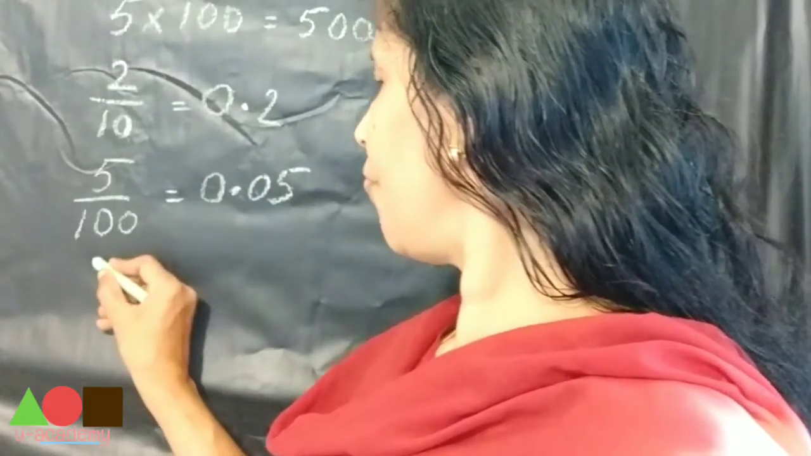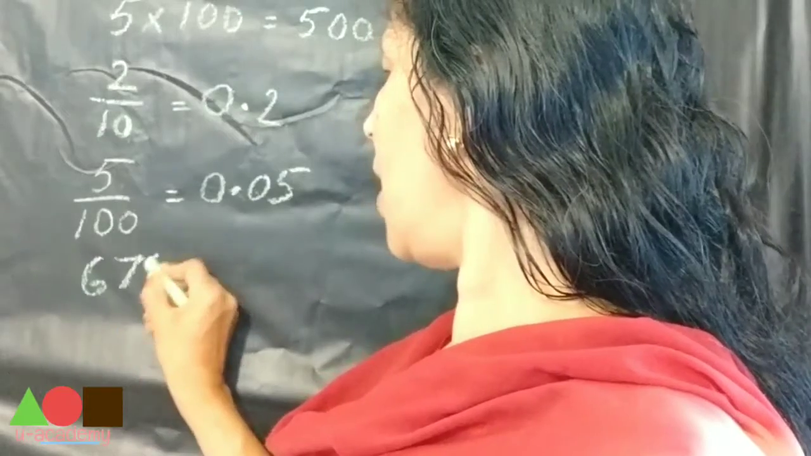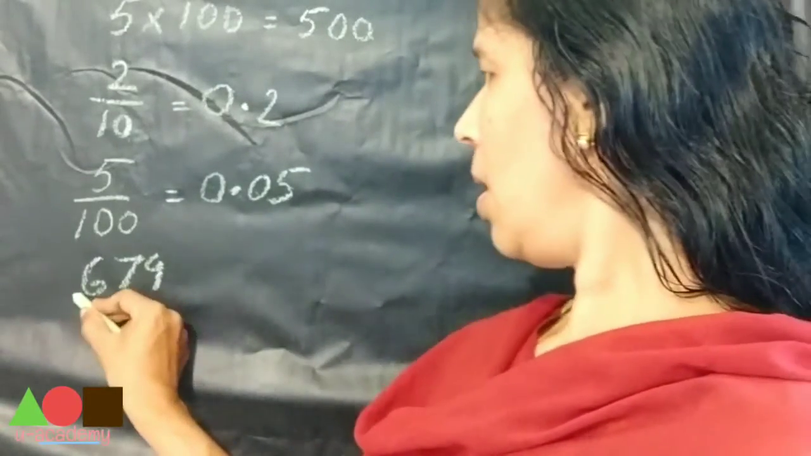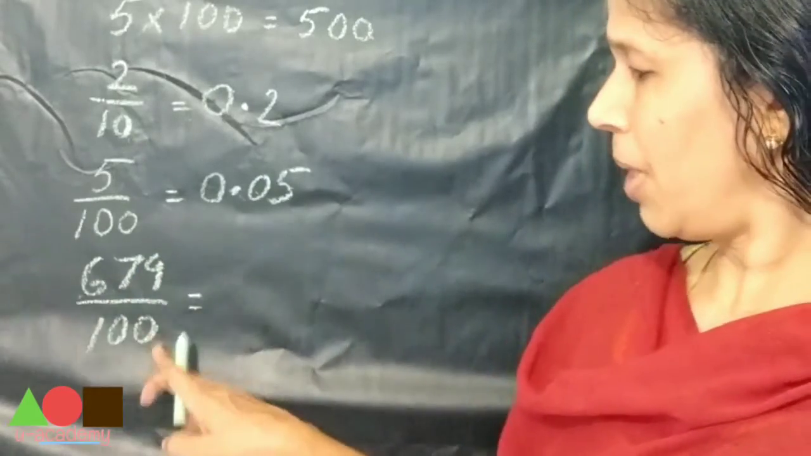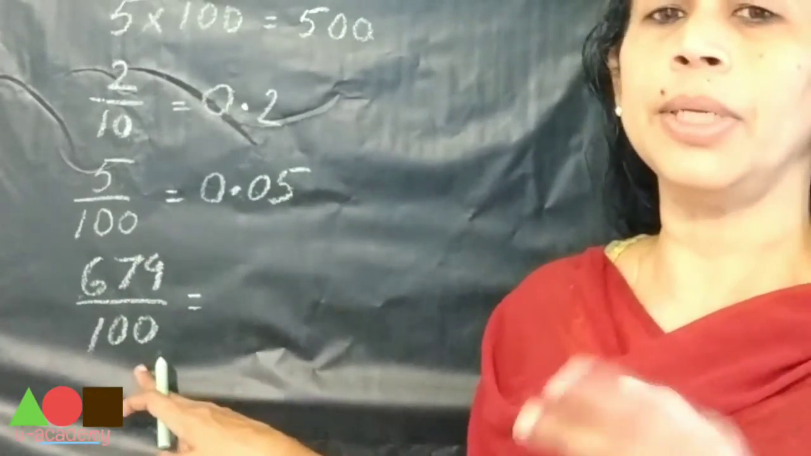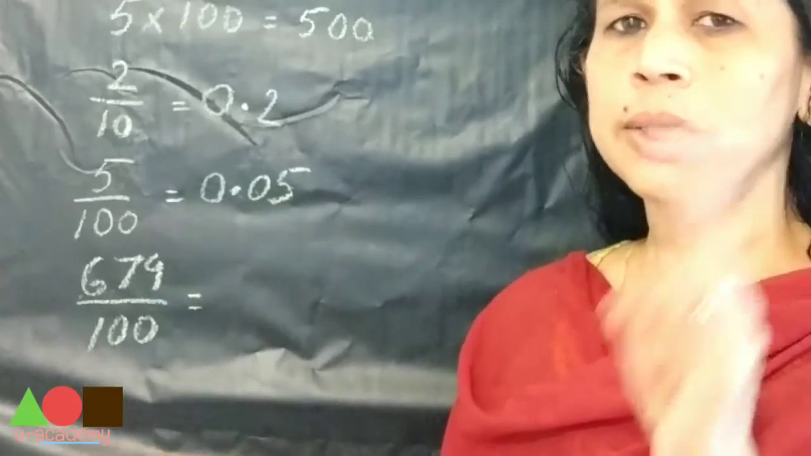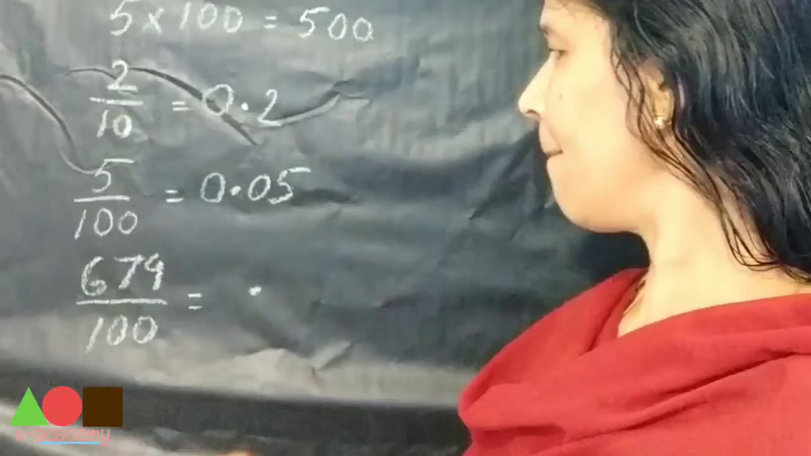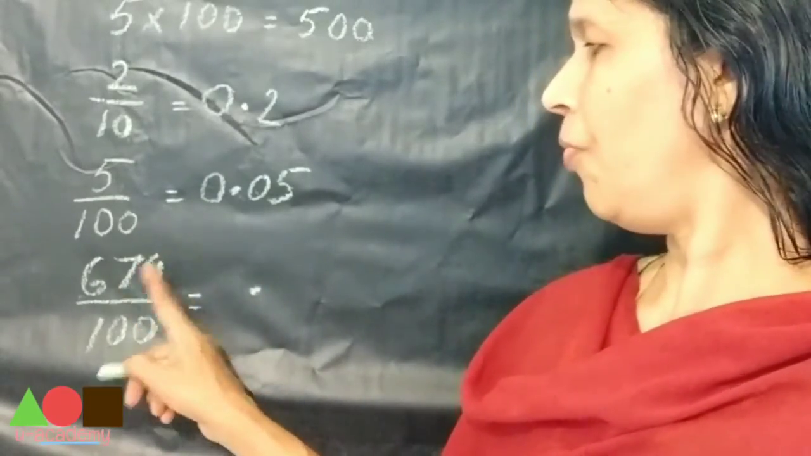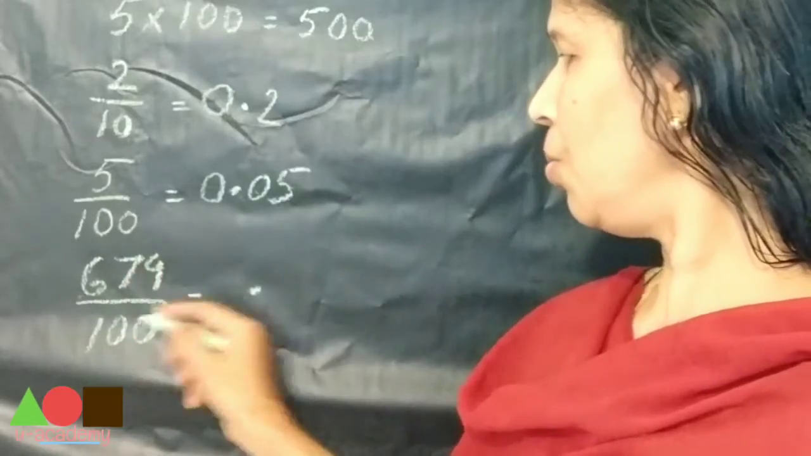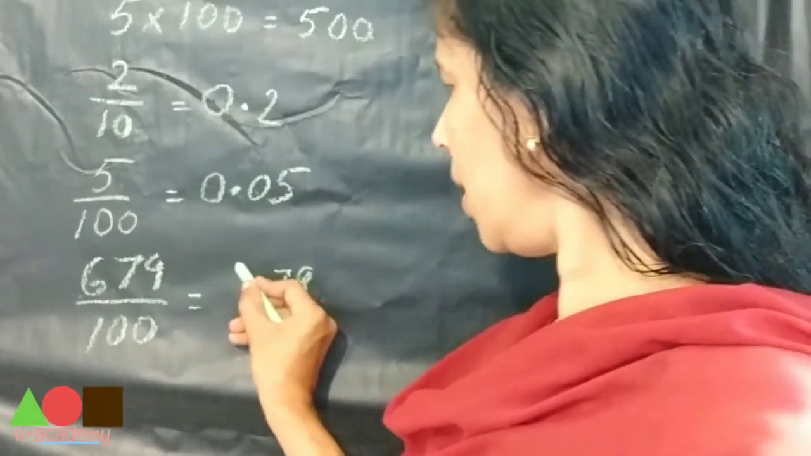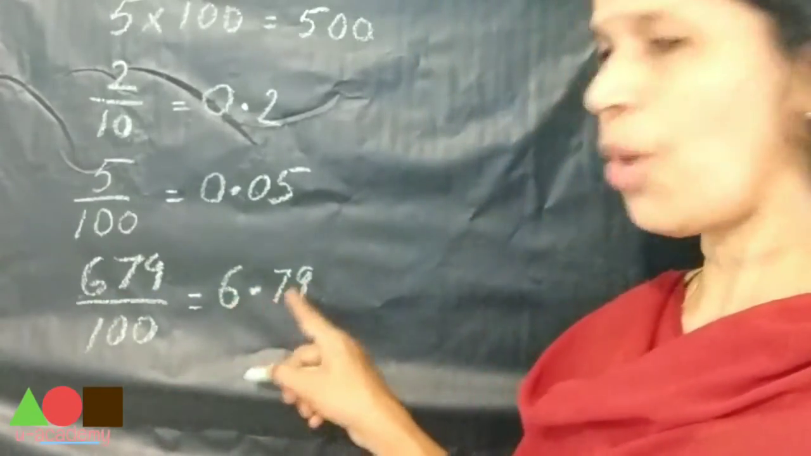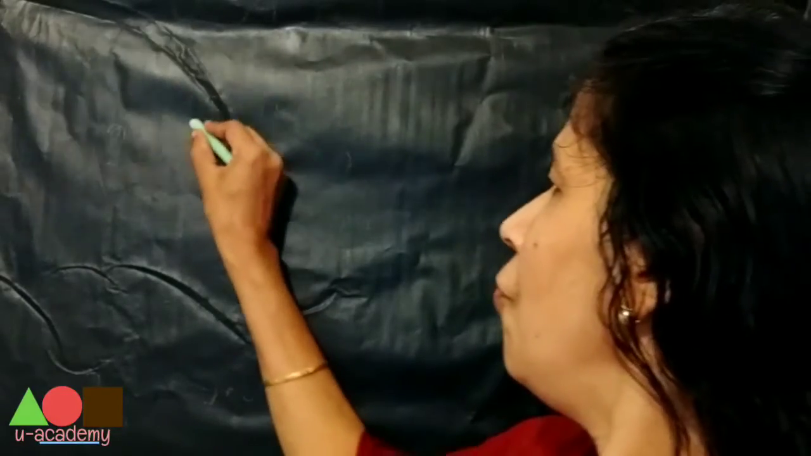If it is 679 divided by 100. See that, 679 divided by 100. First you want to check how many zeros are in the denominator. 2 zeros. That means there are 2 fractional digits. So point, 2 digits, from right to left we want to go. So 7 9 we write. And the remaining 6 will come in the whole number part. So the answer is 6.79.